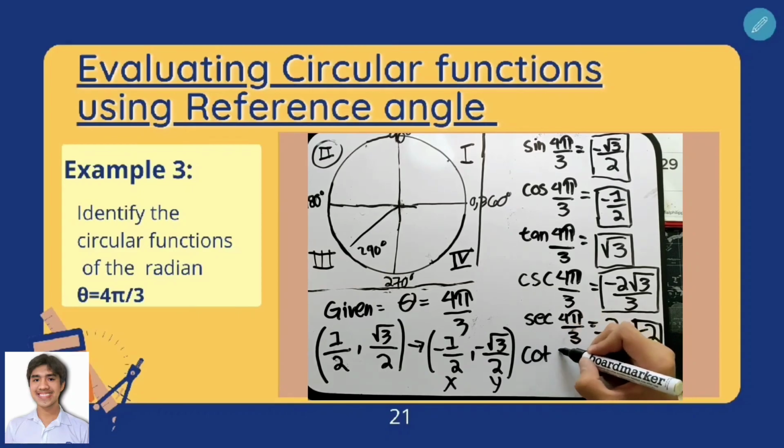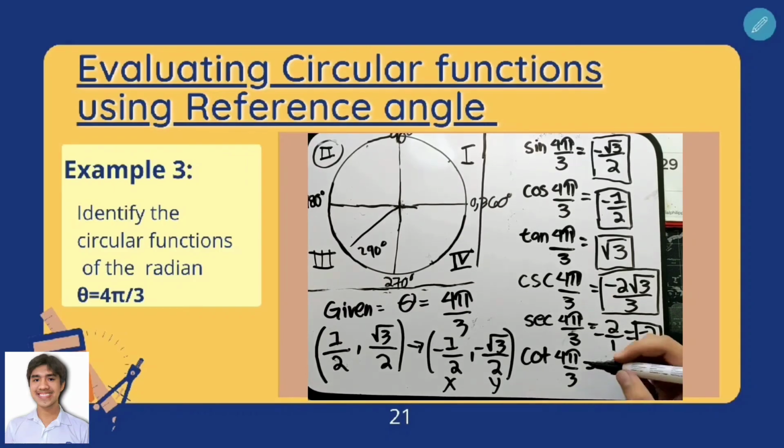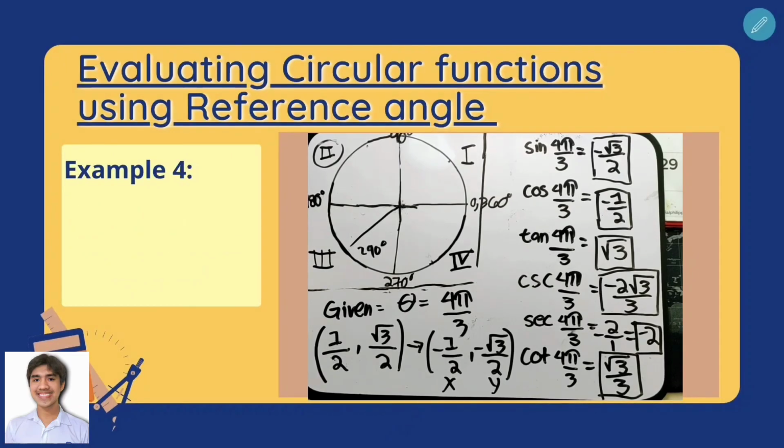And last circular function, cotangent of 4 pi over 3. That is the reciprocal of our tangent. The reciprocal of square root of 3 is 1 over square root of 3. We have to rationalize because we have radical sign in the denominator. So we need to multiply this by the value of the denominator. 1 times square root of 3 is equal to square root of 3, and square root of 3 times square root of 3 is equal to square root of 9, or in simplified version, it is 3.